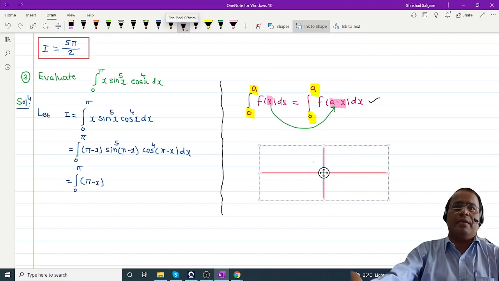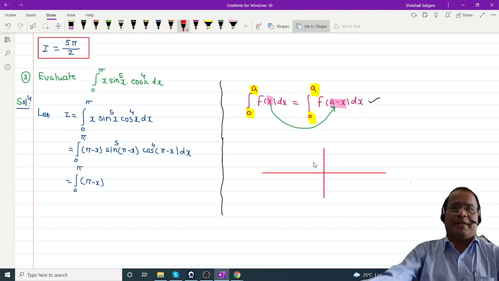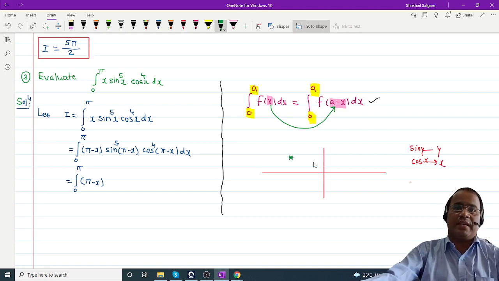Okay. I think you have studied the property. This is the first quadrant. So sine is related to which axis? Y axis. The sine is related to y, cos is related to x. Now sine of pi minus x, that comes in the third quadrant. Sorry, second quadrant, pi minus x, 180 minus x. So what is the sine of pi minus x?